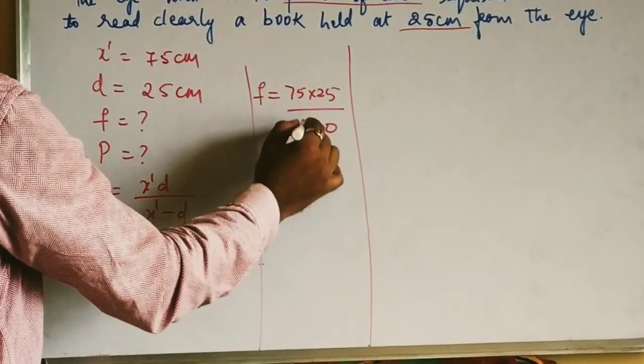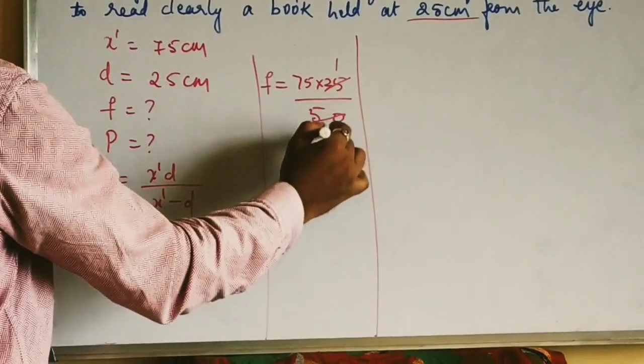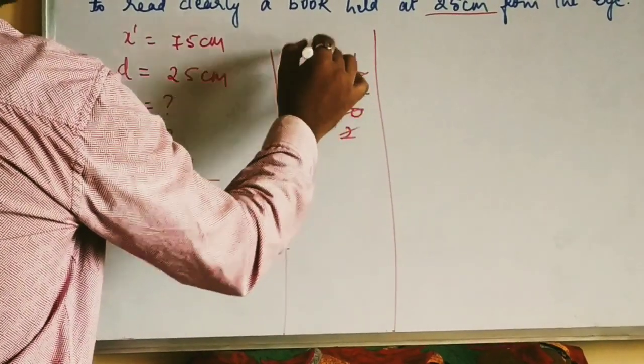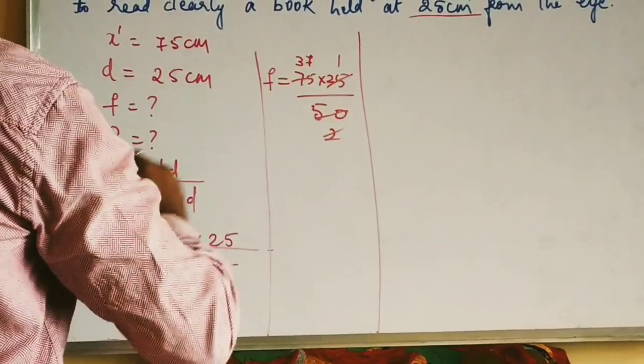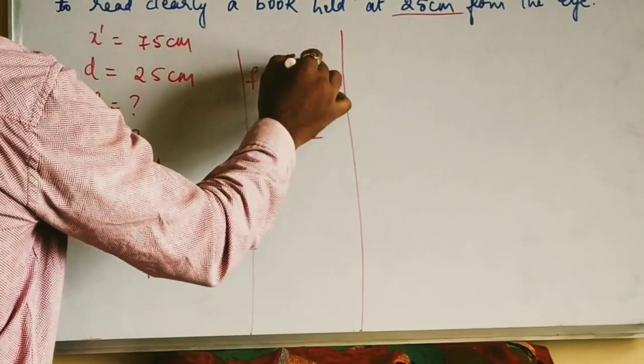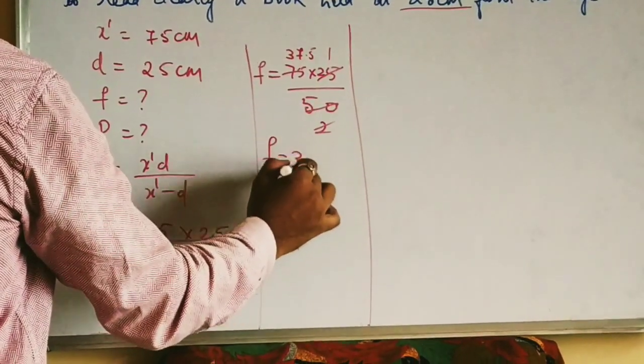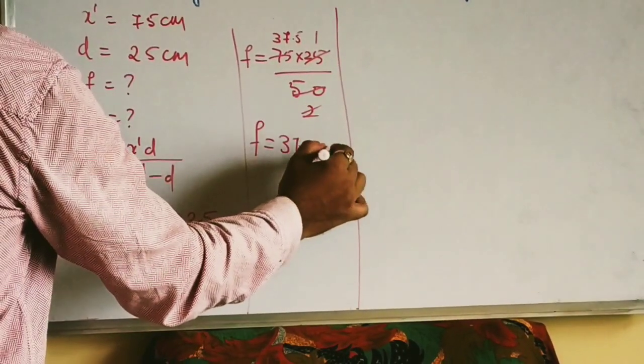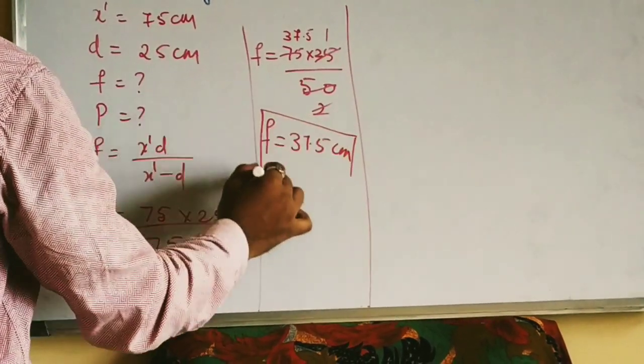Right? 1s are, 2s are... Then what you will get? 2 1s are, 2 3s are, 2 7s are, then 2 5s are. Focal length is equal to 37.5 centimeter. It is always positive, remember.